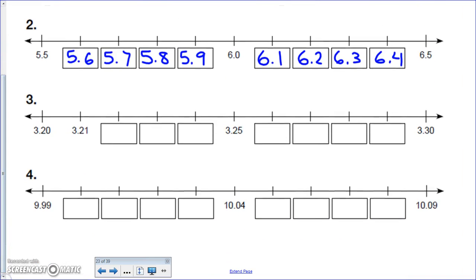For number line number 3, we have 3 and 20 hundredths, 3 and 21 hundredths, 3 empty boxes, 3 and 25 hundredths, 4 empty boxes, and 3 and 30 hundredths. So we can tell based on this that the number line is counting by hundredths. So we're going to fill in the missing numbers starting with 3 and 22 hundredths.